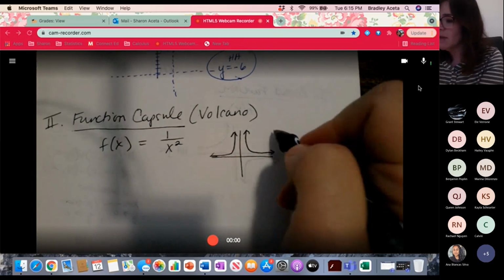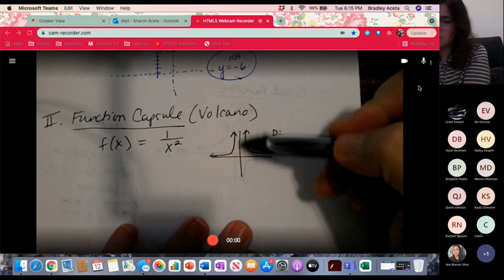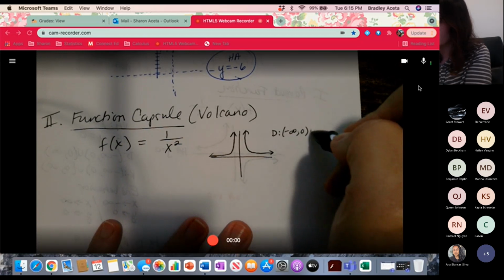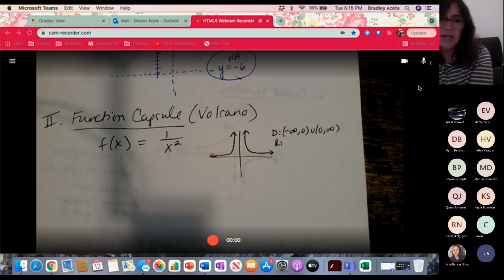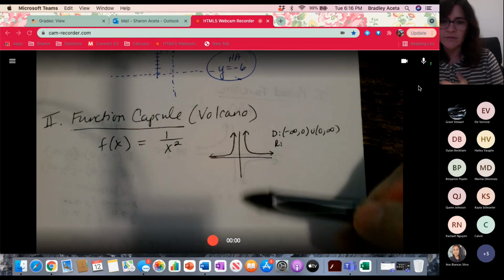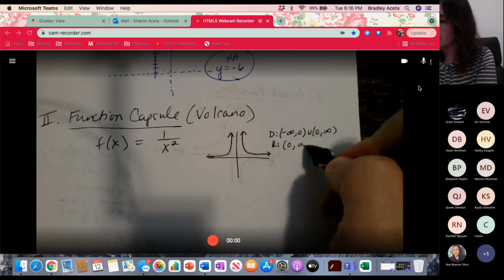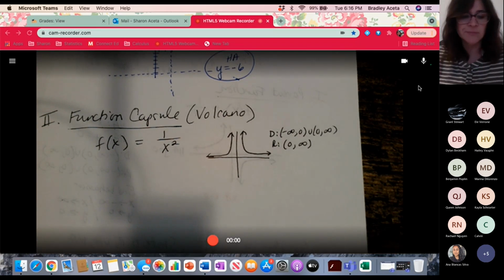So what would I say is my domain for this one? How wide is this thing getting? Well, I still have an asymptote here at 0. So negative infinity to 0, 0 to infinity. The range changes for the capsule, obviously, because I don't have anything below the y equals 0 line. I have nothing there. So my range would be 0 to infinity. 0 on up is how tall this picture is getting. So that's called the function capsule.